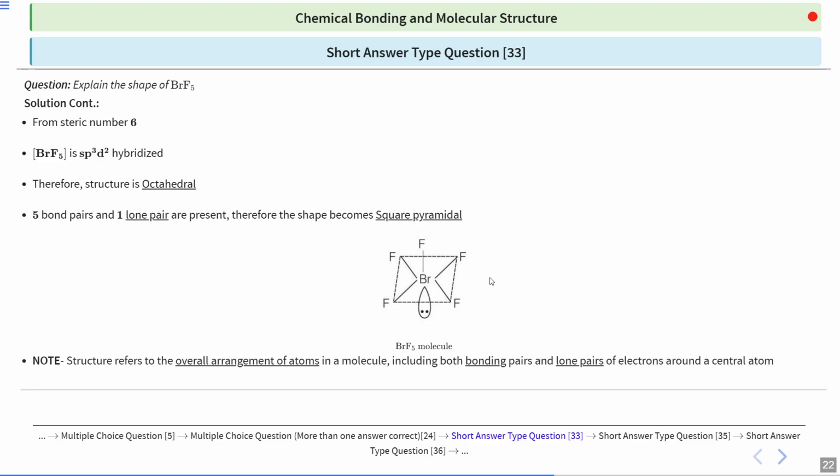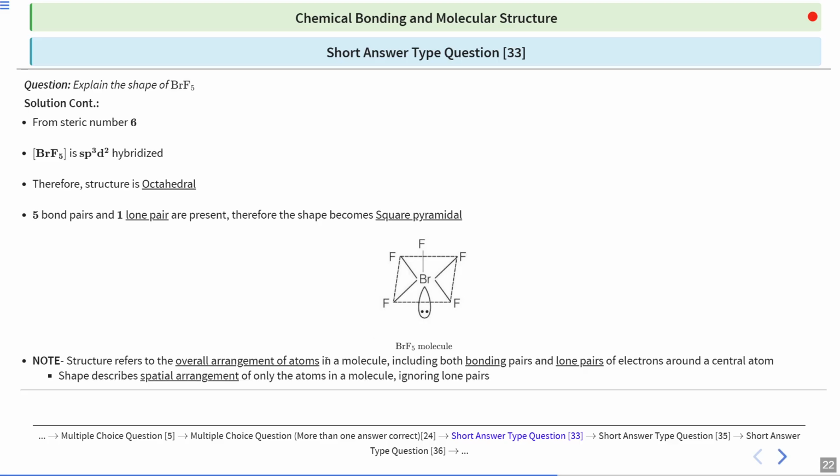Now, again, I am repeating it. Structure also refers to the geometry. So here also you include both the bonding pair and the lone pair. Therefore, I have used the term structure is octahedral. You can also write it as geometry is octahedral.